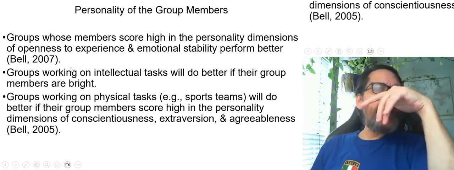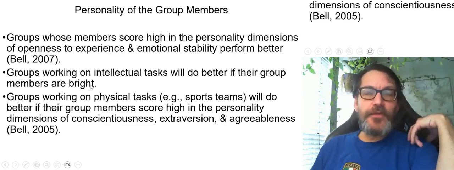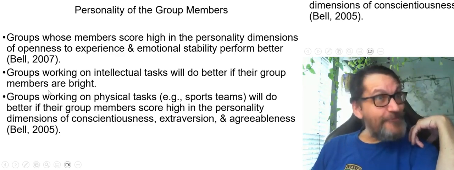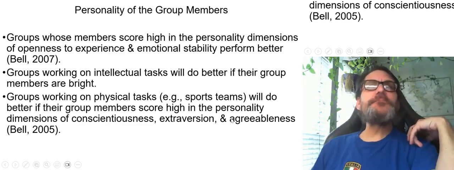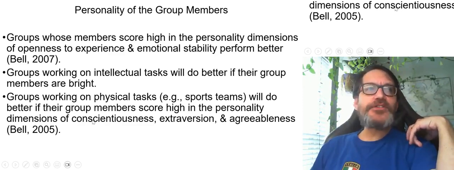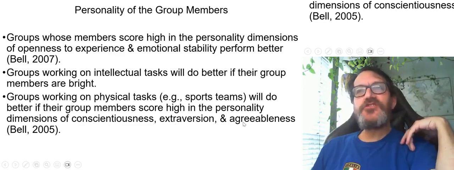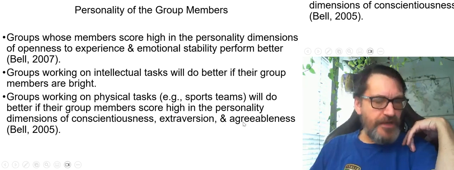If you have an intellectual task, you want people that are kind of smart. That would be helpful. If you're working on a physical task, such as a sports team, you're better off if they have personality characteristics such as conscientiousness, extroversion, and agreeableness.